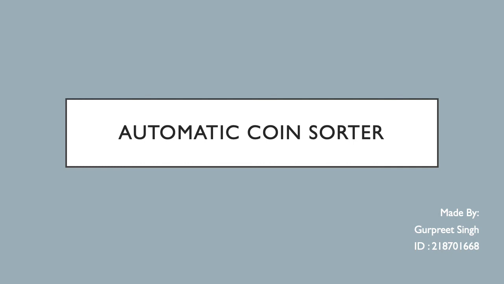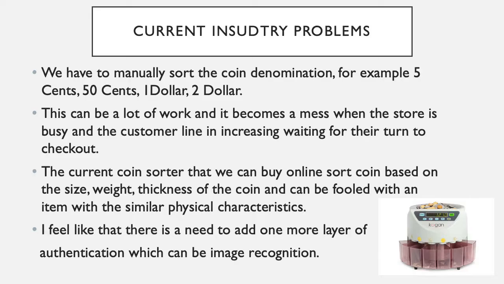So hi guys, this is the project teaching case for my project that I've developed, and that is automatic coin sorter. So the current industry problem regarding the coin sorter is that we have to manually sort the coin denomination. For example, 5 cents, 50 cents, $1, $2. And this can be a lot of work, and it becomes a mess when the store is quite busy and the customer line is increasing waiting for their turn to check out.